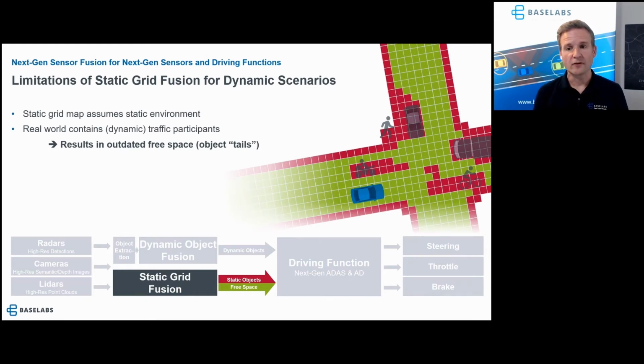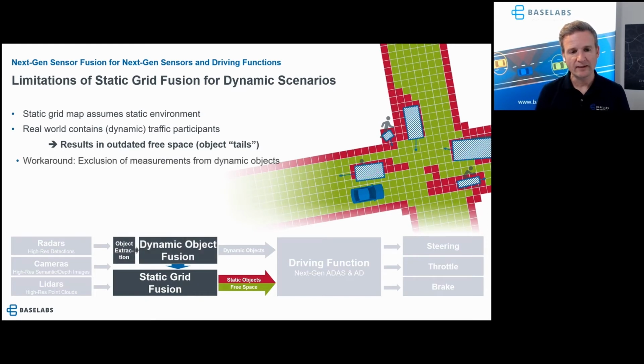There is a workaround for that effect, and typically developers then say, well, let's exclude the measurements from the dynamic objects to circumvent this effect. But then again, the question arises, okay, but from where can we get the dynamic objects? Well, very often the answer is we take the dynamic objects from the dynamic object fusion and put them into the static grid fusion to exclude the measurements from dynamic objects.